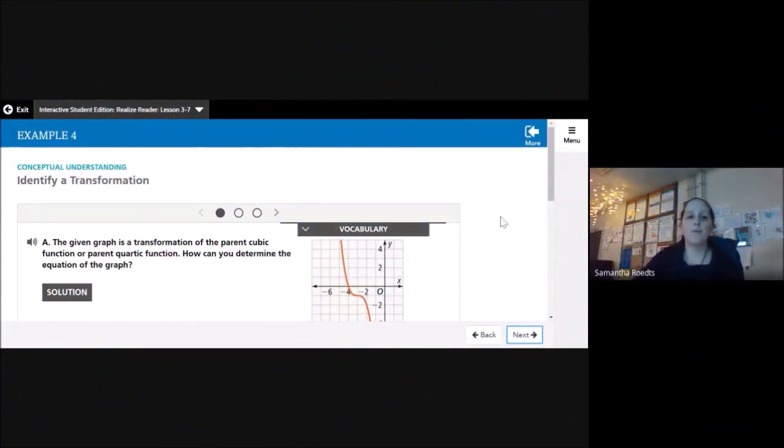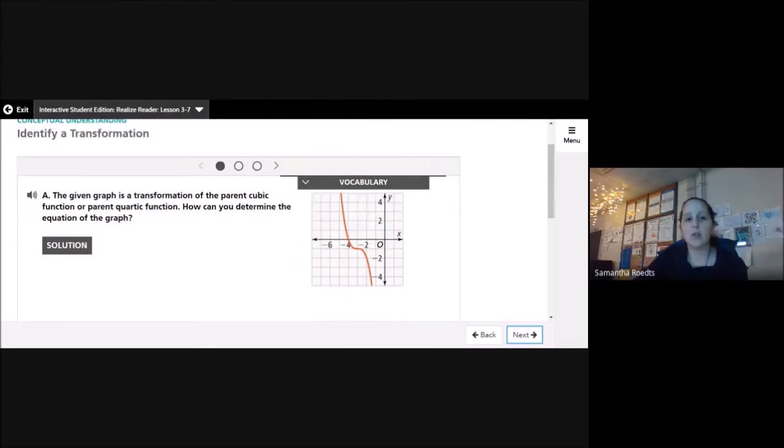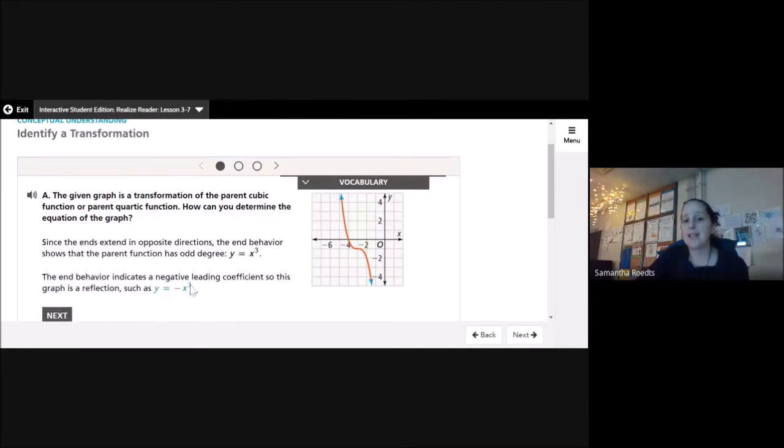All right, example 4, identify a transformation. So the given graph is a transformation of the parent cubic function or parent quartic function. How can you determine the equation of the graph? Since the ends extend in opposite directions, the end behavior shows that the parent function has odd degree. Okay, so I go up and down. The end behavior indicates a negative leading coefficient, so this graph is a reflection such as y equals -x cubed. If it weren't, the graph would be going from down to up.